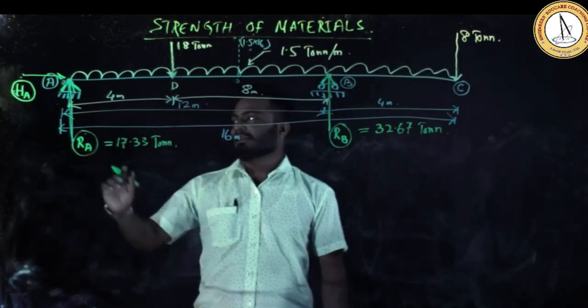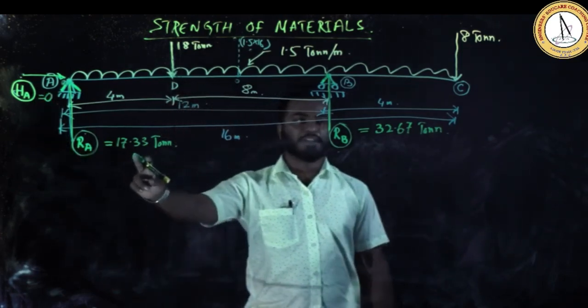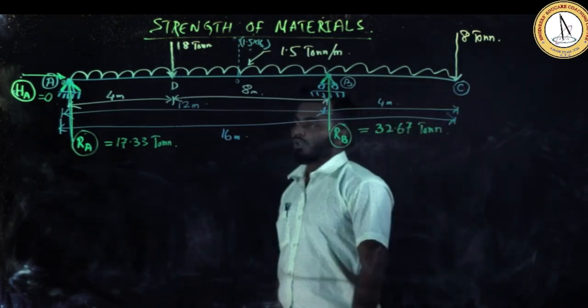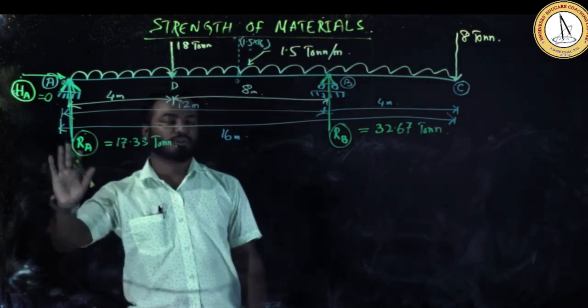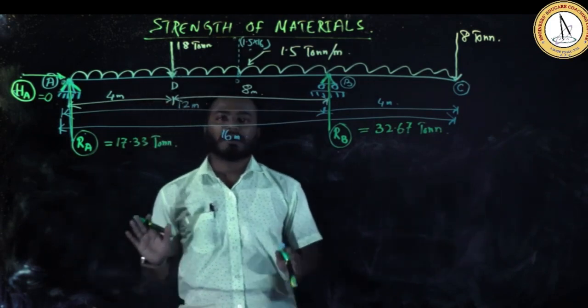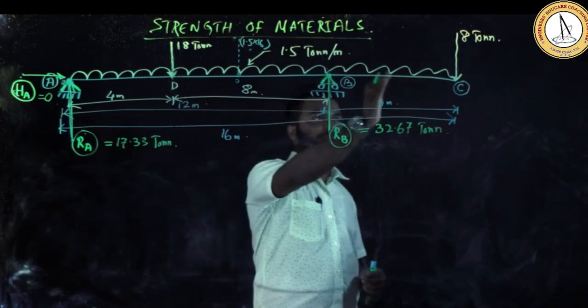Okay, so till now we have calculated the unknown forces. The H is 0, RA is 17.33 ton, and RB is 32.67 ton. So step number 3, where I said that we need to calculate the unknown forces, is over. Now what is the next step? That is step number 4. Step number 4 says that we need to find the shear forces at the specific location.